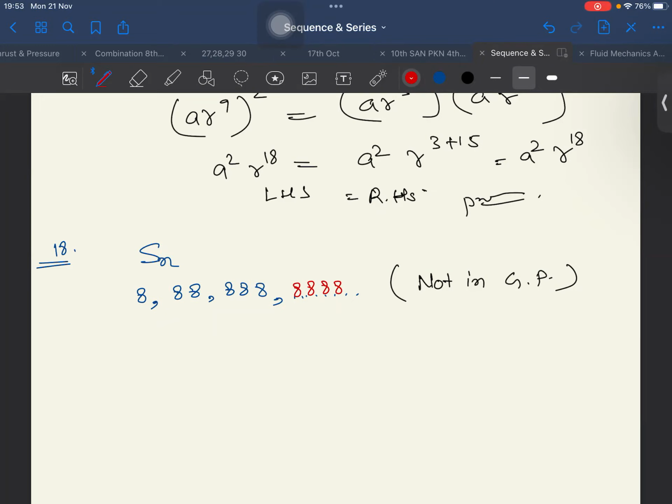What we can do, we can take 8 common in this number. So actually what we need to find out is Sn, which is 8 plus 88 plus 888 plus 8888 and so on. It will keep going on like that, to n terms.